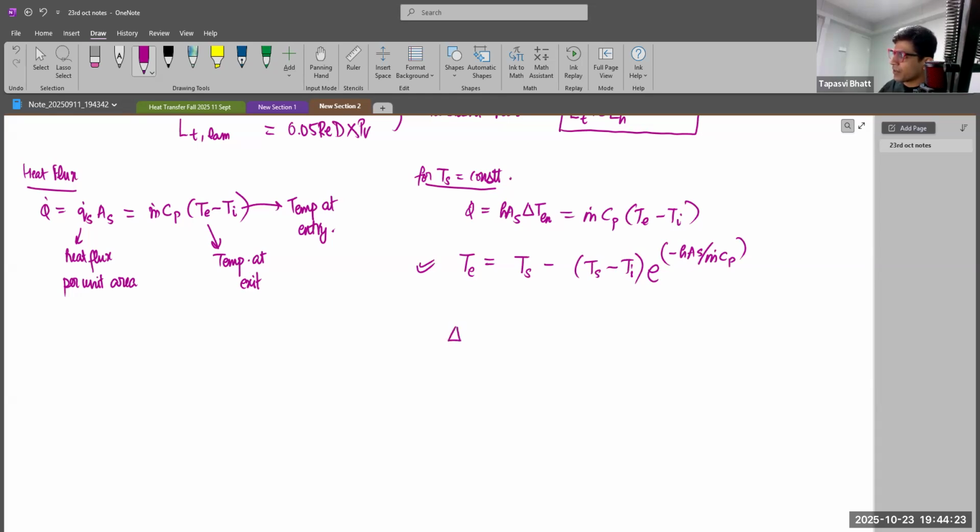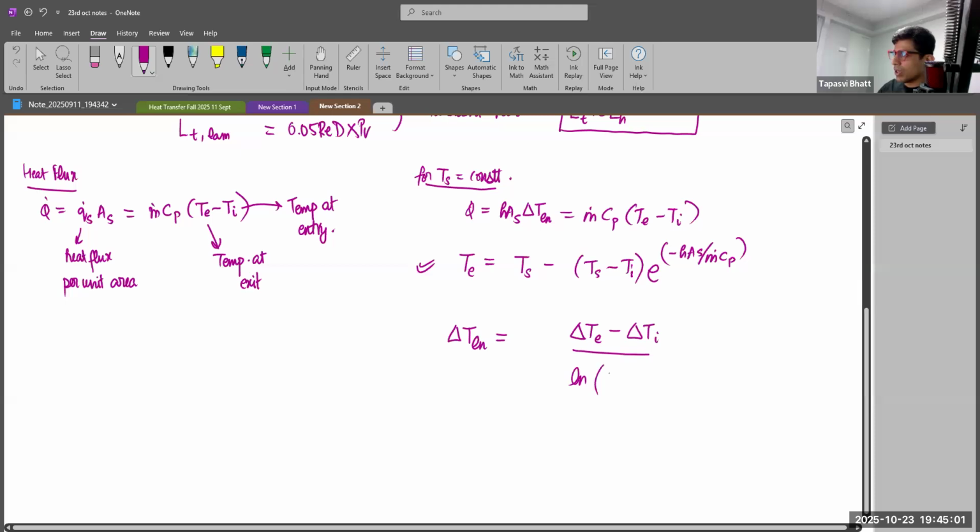Now, what is delta T ln? Log mean temperature difference is defined as delta T exit minus delta T inlet, that is, delta Te minus delta Ti, over ln of delta Te over delta Ti.